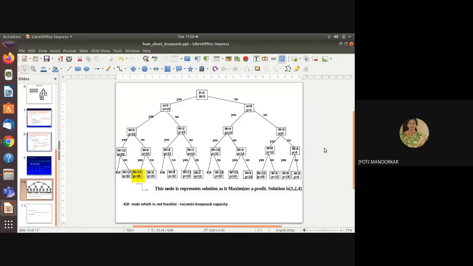Now consider the third level. In the third level, we are dealing with the combination of the first three elements. Up till now, at this node, the current weight that we have achieved so far by including the first atom and second atom is 6. So what is the remaining capacity of the knapsack? Yes, tell me. What is the remaining capacity of the knapsack at this point?